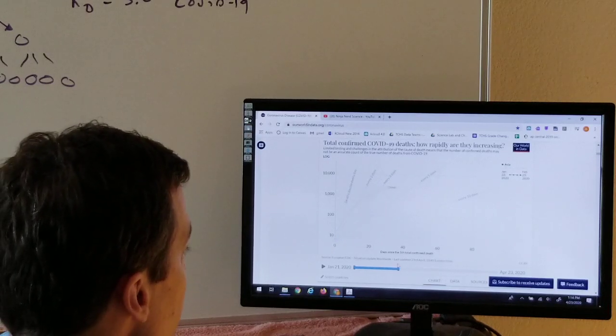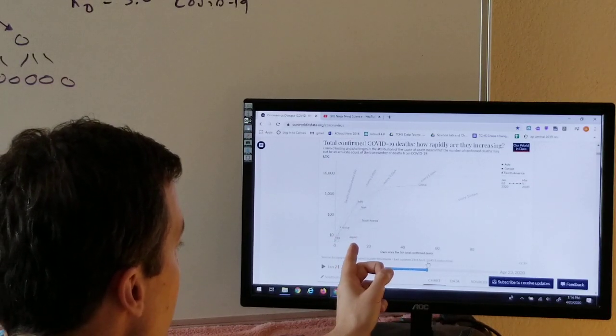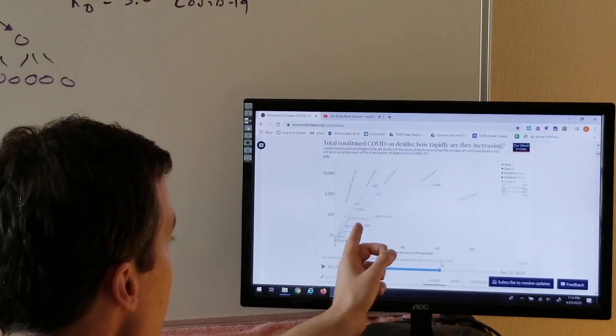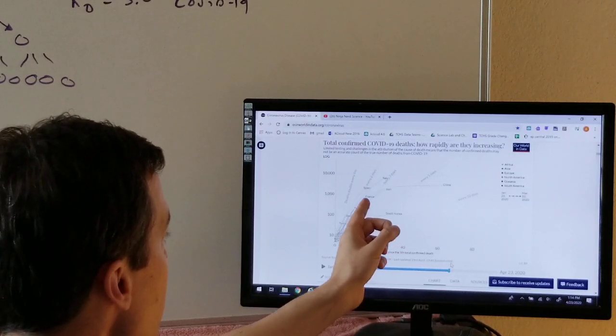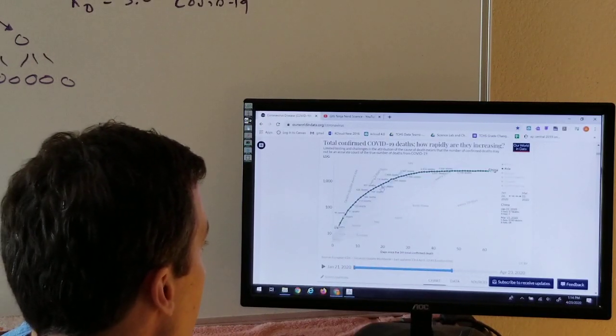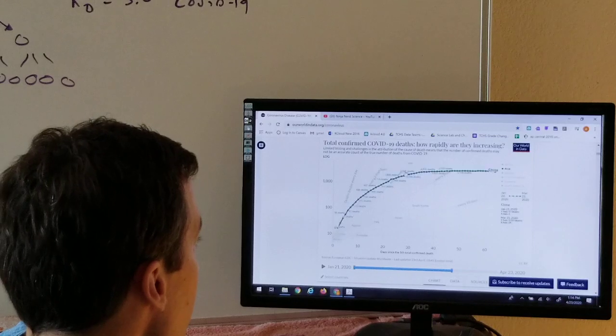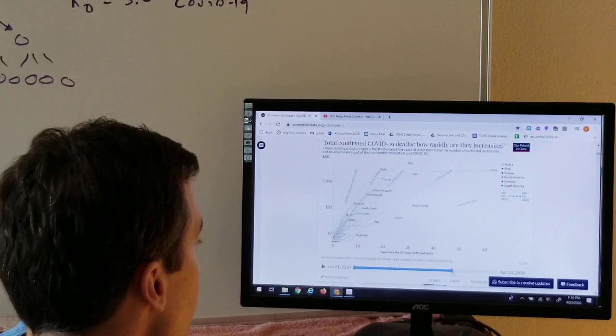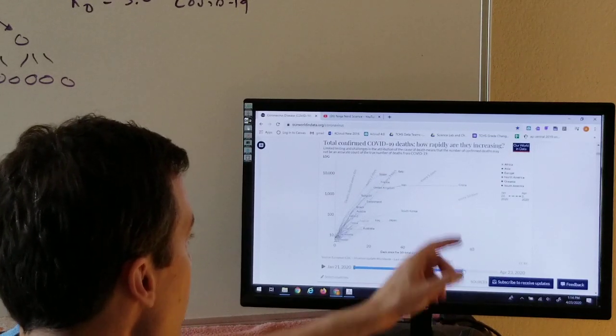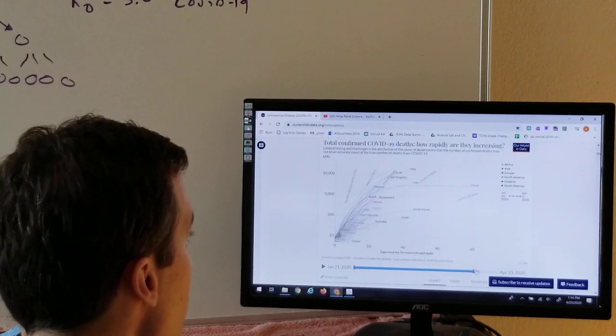And then here comes everybody else. By the way, this one spiking up right here is the United States. There's the US. There was Italy. They were ahead of this. So there we go. China is flattened out.